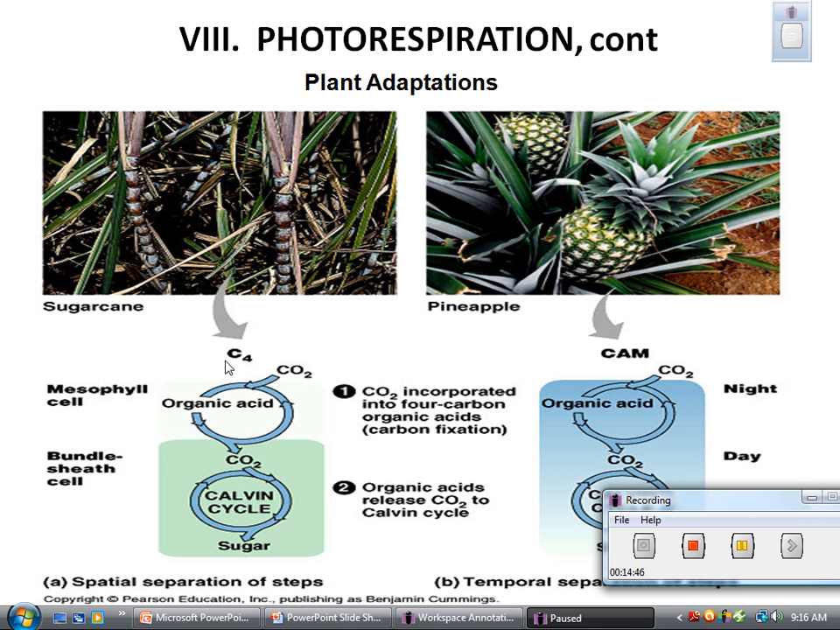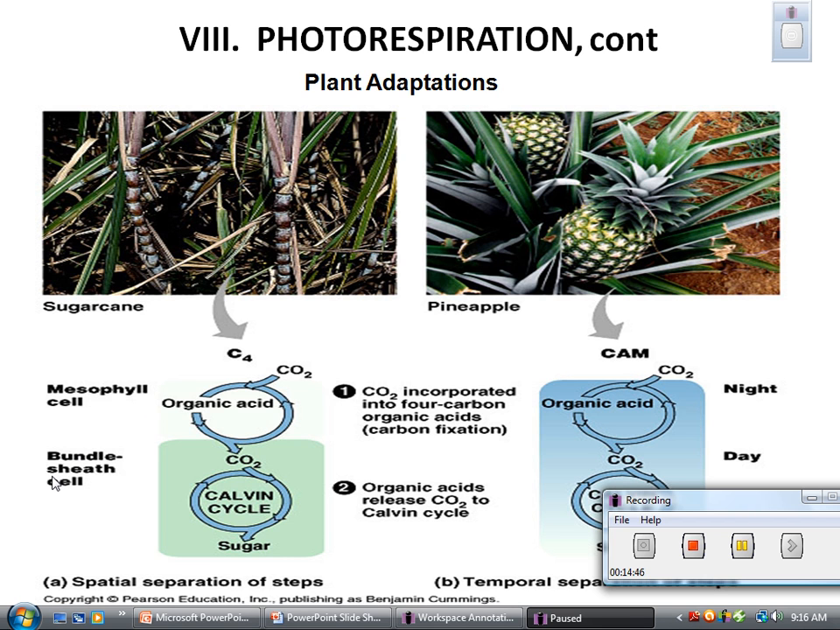Okay, so C4 plants over here are so named because they preface the Calvin cycle with an alternative mode of carbon fixation that forms a 4-carbon compound as its product. There are actually several thousand plant species in many different plant families that use the C4 pathway. Most important, as you can see, one listed here is sugarcane, but also corn. And like I said, this is an alternative pathway to not use photorespiration, but still be able to produce a product.